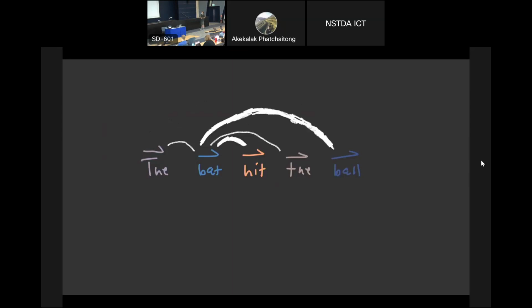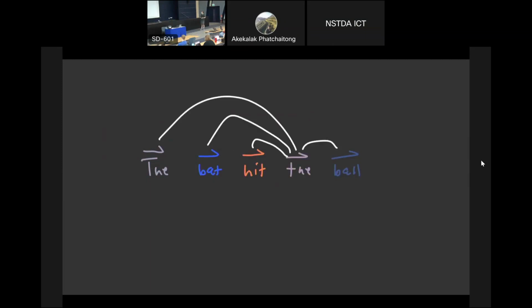And bat's going to do the same thing. It's going to go, there is a ball and hit in this sentence. I don't think that I'm the mammal bat. I think I am the baseball bat. And it's going to adjust its vector accordingly. And every single word does this.